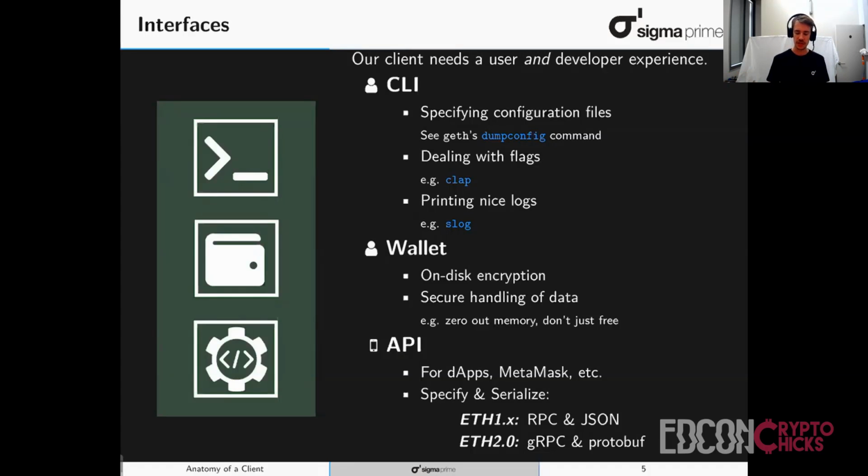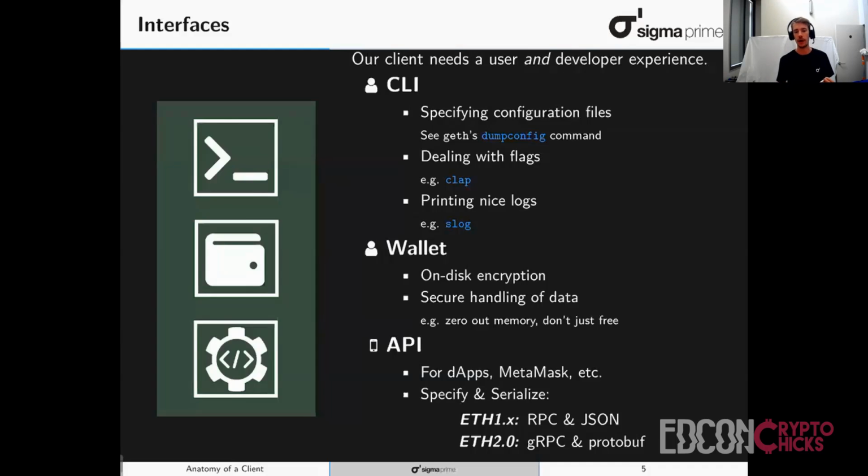And so this is for things like dApps to interact with, like a MetaMask plugin in your browser to talk to, and all this sort of stuff. There are two major parts to this. There's the specification around the API that says, okay, this is how you can talk to us, and this is what we're going to do. And then there's also the serialization side of things.